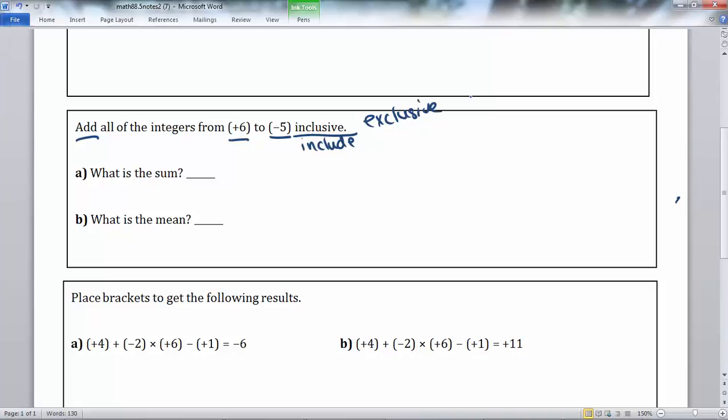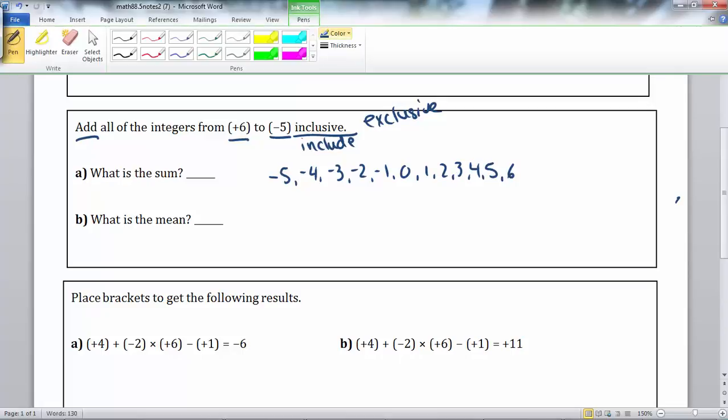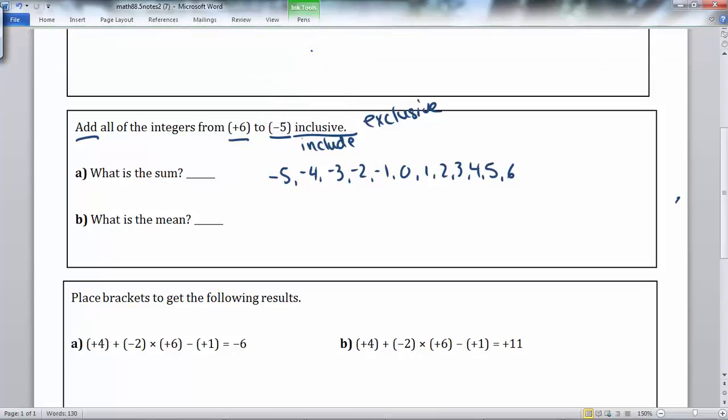So I'm going to show you a trick, an easy way to do this. I'm going to list all of the integers between negative 5 and positive 6. I'm going to start with the negatives, go to 0, 1, 2, 3, 4, 5, and 6. So if I'm going to add these, remember all that stuff we did with 0 pairs? A negative 5 and a positive 5, they cancel. That's 0. Same thing with the 4s, 3s, 2s, 1s, 0. I'm left with 6, right? That was nice and easy.